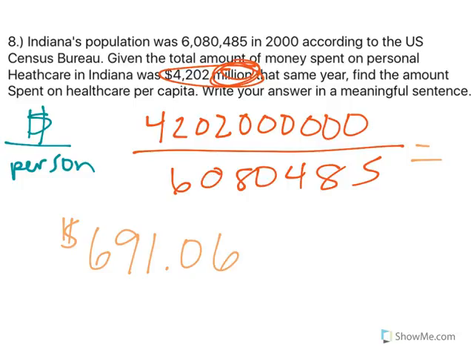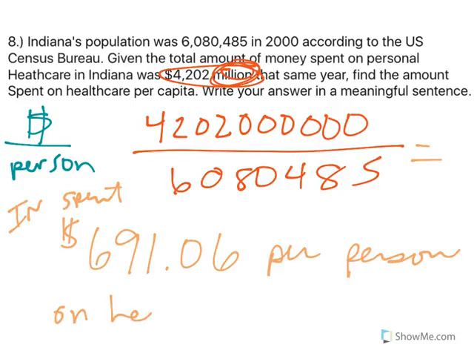This means Indiana spent $691.06 per person on health care in 2000. I have the year, I have the place, I have how much and per whom, per person in this case, and what they spend it on. So you want to make sure when you're writing these meaningful sentences that you have all of those who, what, when, where, how, answering as many of those questions as you possibly can from the data in your problem.